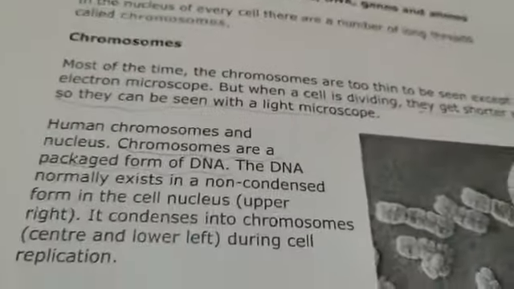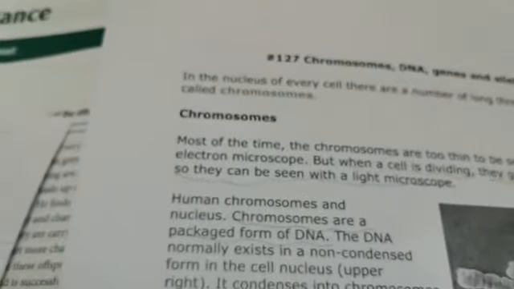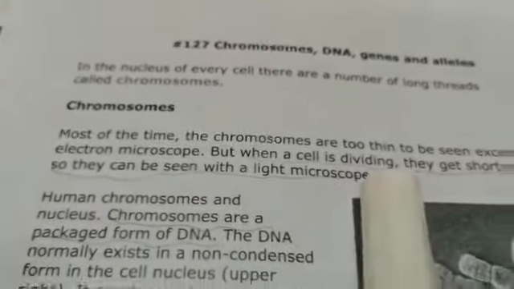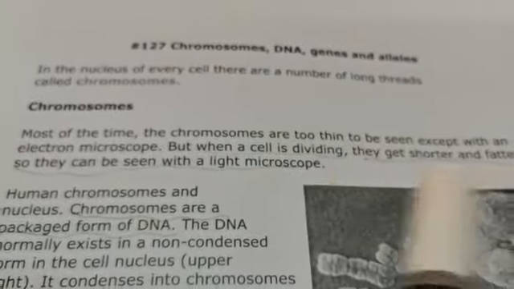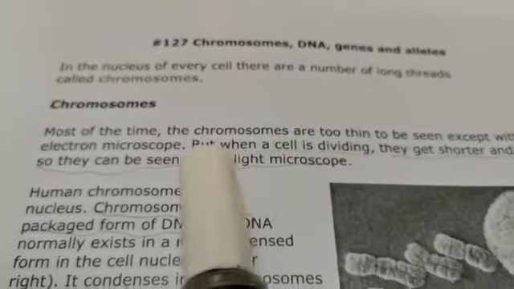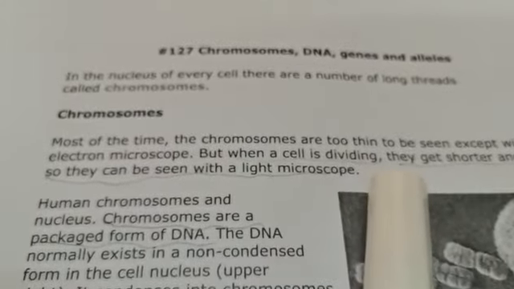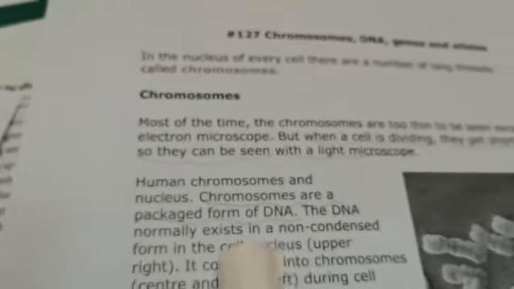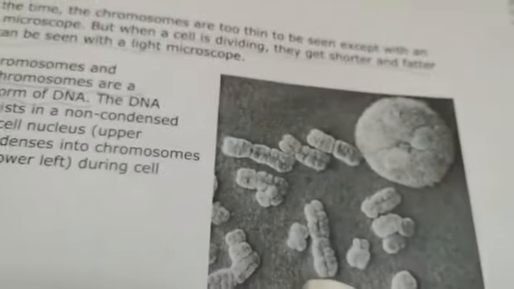Now you can see here, chromosomes are too thin to be seen except with an electron microscope. But when the cell is dividing, they get shorter and become fatter, so they can be seen with a light microscope. These are the structures of the chromosomes. Then human chromosomes and nucleus you can see in this diagram.